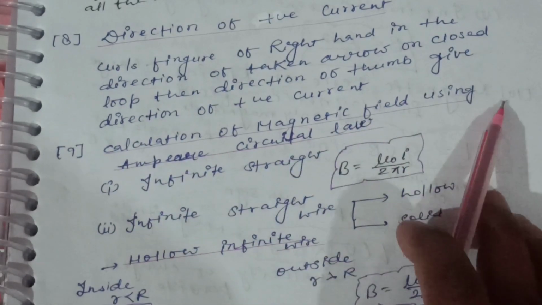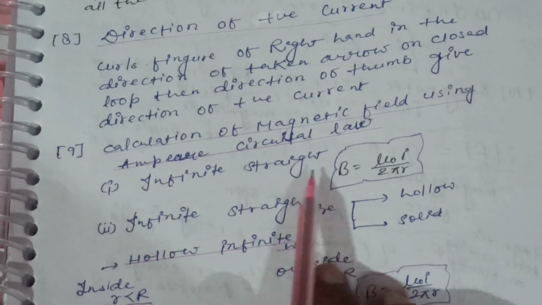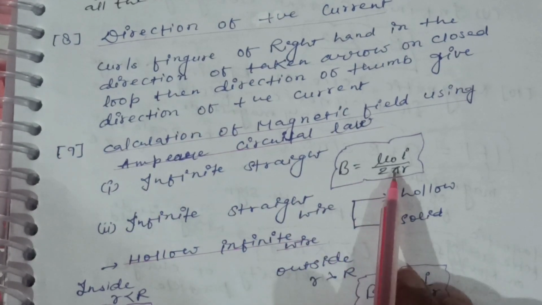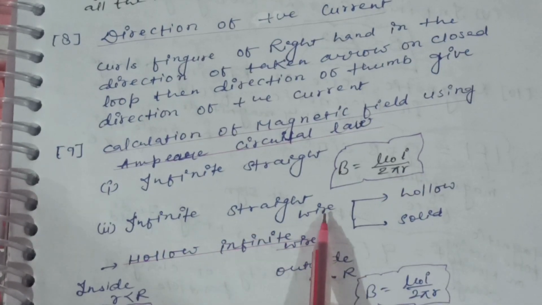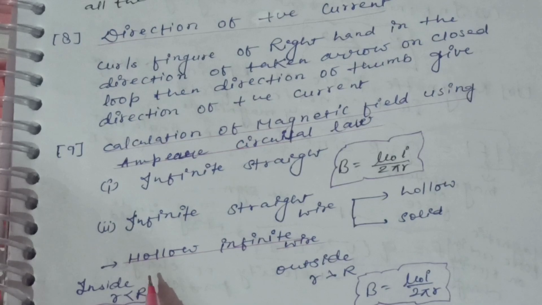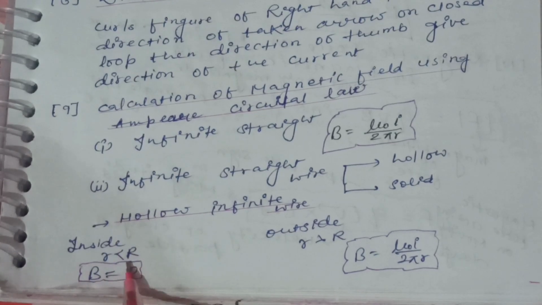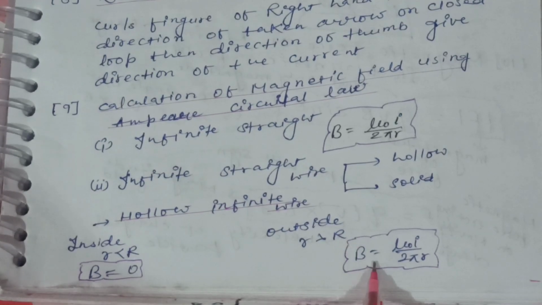Calculations of magnetic field using Ampere's circuital law. Infinite straight wire: B is equal to mu naught I upon 2 pi r. Hollow infinite wire: inside, capital R is greater than small r, B is equal to 0. Outside, small r greater than capital R, B is equal to mu naught I upon 2 pi r.